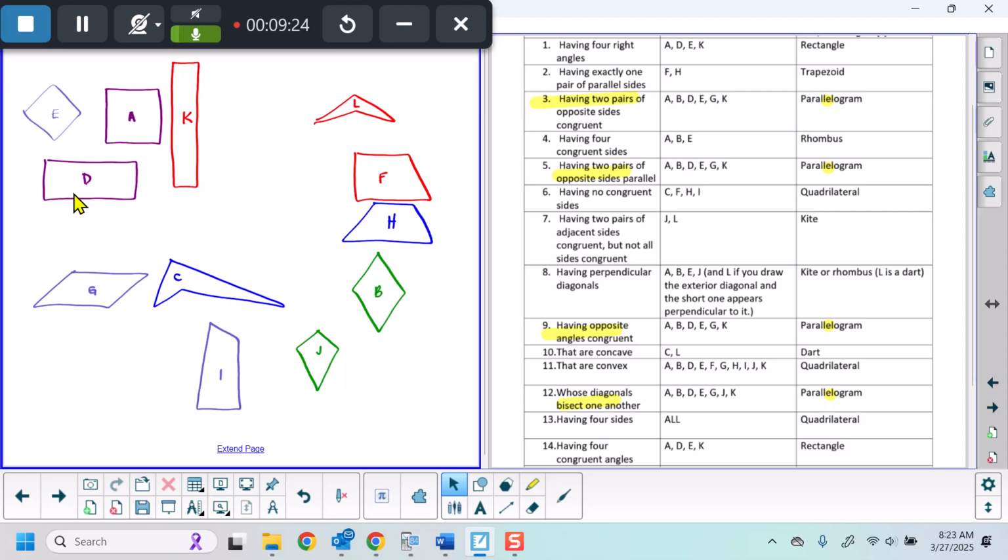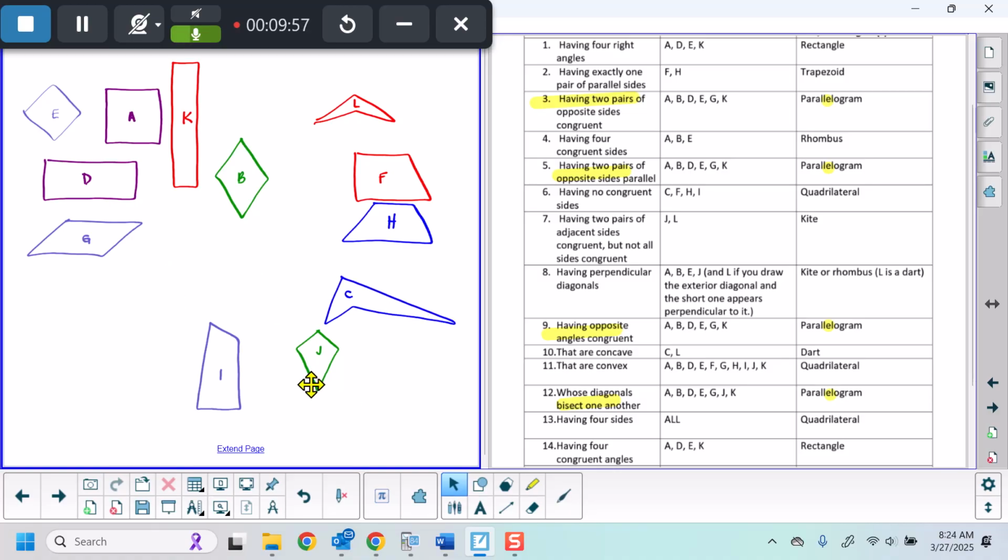Now notice when I was with you 2 days ago, I went ahead and I highlighted each of these conversations that are part of our 6 about parallelograms. Those features having 2 pairs of opposite sides congruent, 2 pairs of opposite sides parallel, having opposite angles congruent, and diagonals that bisect. When I put all of those shapes and conversations into one category, check it out, I end up with all of my parallelograms.